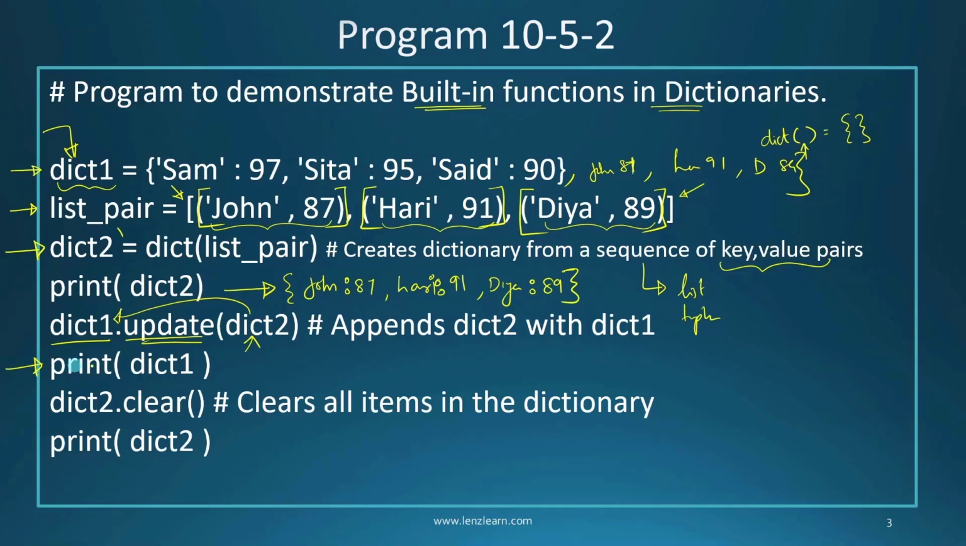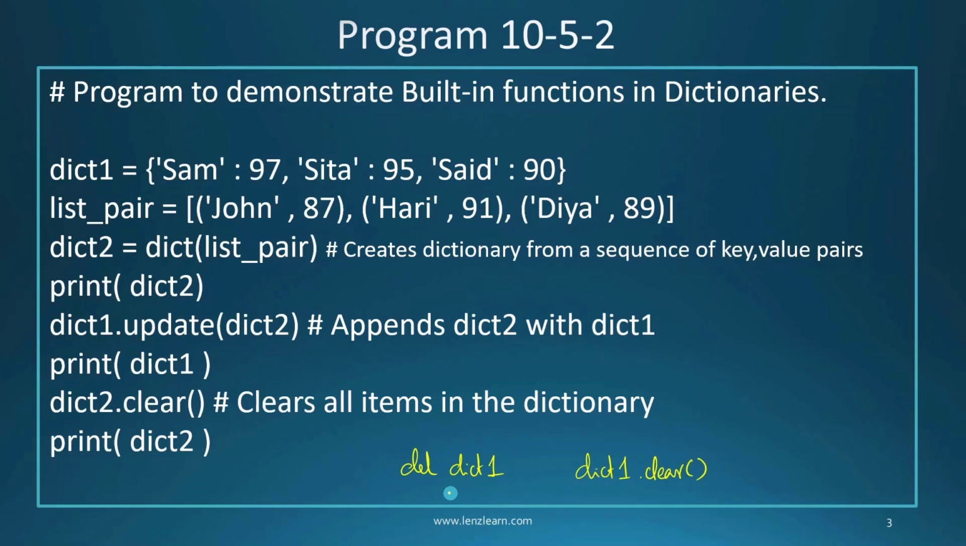So after that, when you print dict1, you can see there will be 6 student records inside it, starting from Sam until Dia. Now if you want to remove all the contents of dictionary 2, you can call this inbuilt function clear. Clear will remove all the contents inside dictionary 2. Right now dictionary 2 has 3 student records inside it, John, Hari and Dia. All these 3 items will be cleared from dict2, and once this function is finished, what you have in your hand is a blank dictionary with the name dict2. And after that, when I try to print dict2, you will see a blank dictionary is getting printed out.